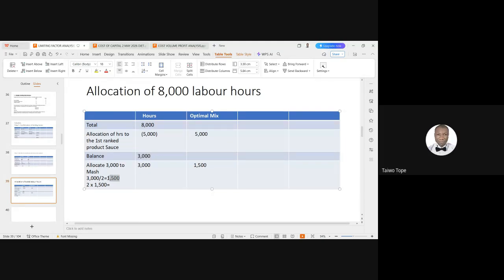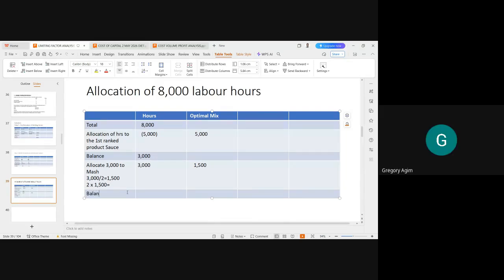So for you to exhaust this 3,000, you can only produce 1,500. You understand? 2 multiplied by 1,500 will give you what? 3,000. So your balance will be what? Nil. 0. It's 3,000 minus 3,000, so you have it as 0. I don't know if that is clear, sir. It's fine, sir. Thank you.